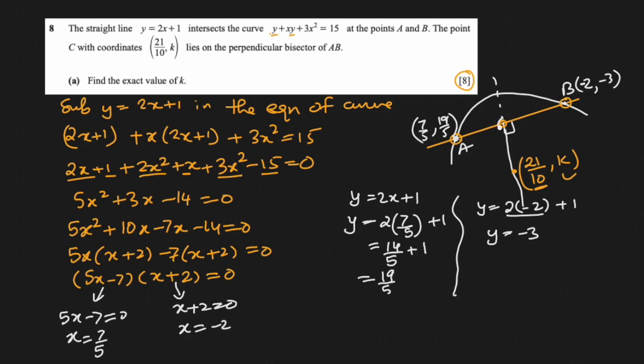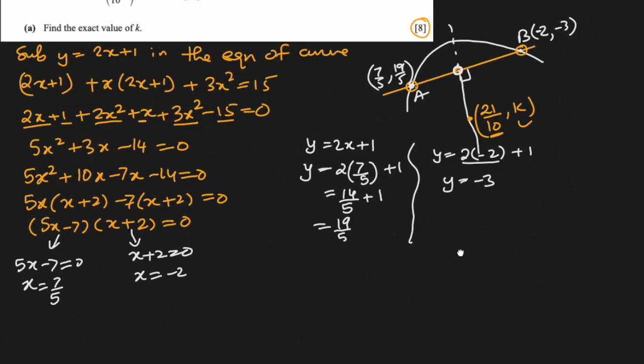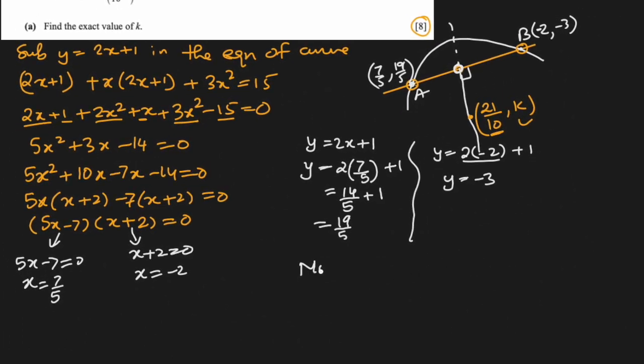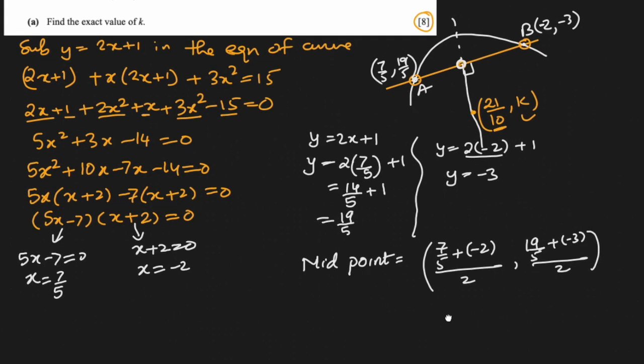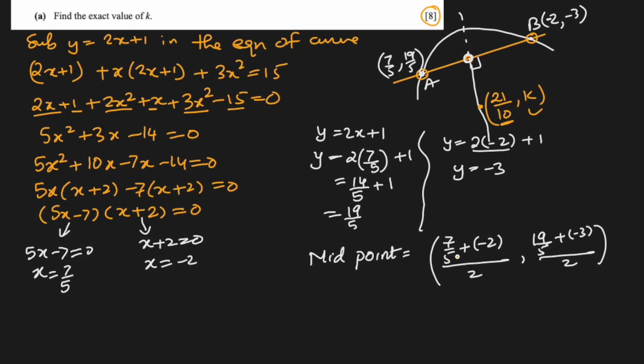Now, the next step is to find the coordinates of the midpoint. For the midpoint, we'll add x1 and x2 divided by 2, and y1 and y2 divided by 2. That is the formula for the midpoint. So the midpoint will be 7 over 5, the x coordinate of the first one, plus minus 2, the x coordinate of the second one, divided by 2, comma. So it will be minus 10 plus 7, minus 3 over 10, and this will be minus 15, so 4 over 10, which is 2 over 5.